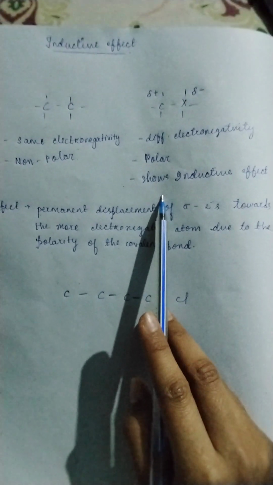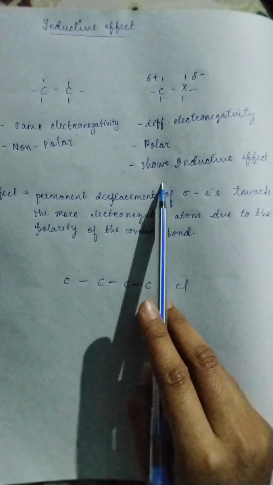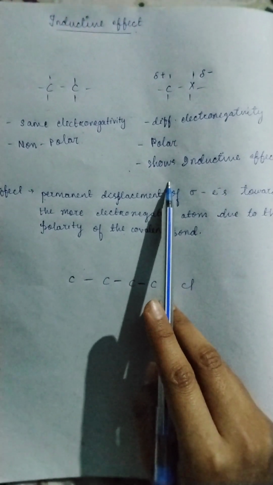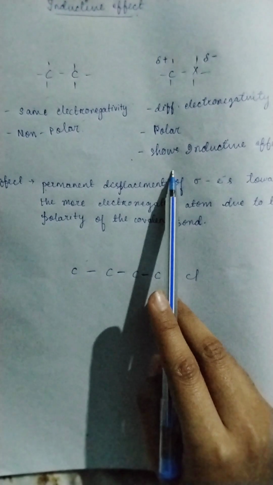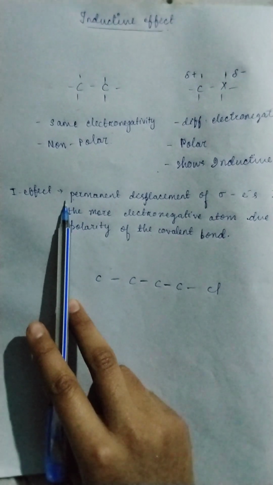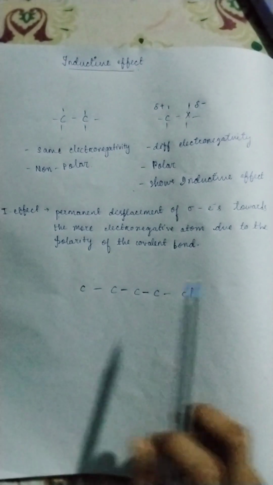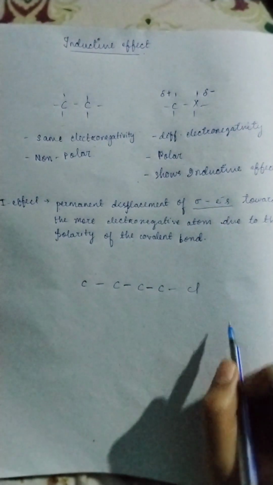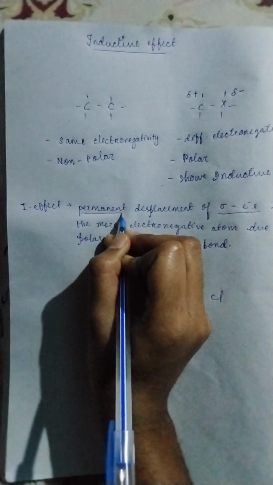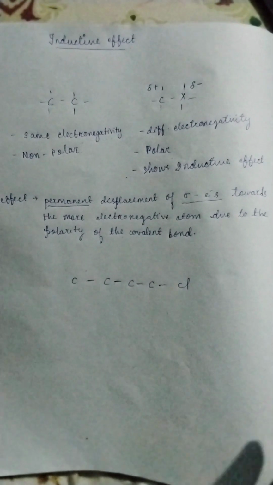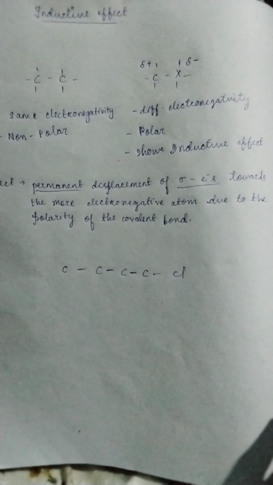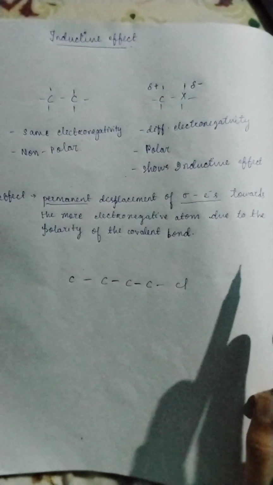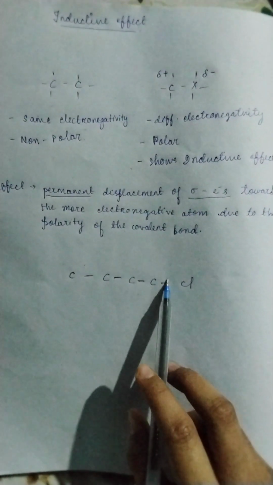See, because when two dissimilar atoms are present, only then it results in a difference in electronegativity of the two atoms, all right? Hence we can define inductive effect or I effect as the permanent displacement of sigma electrons. You got to underline this thing, okay? The permanent displacement of sigma electrons towards the more electronegative atom due to the polarity produced in the covalent bond. All right. So to understand it in a more clear way, I have taken one more example over here.